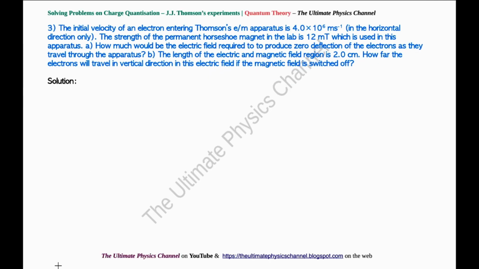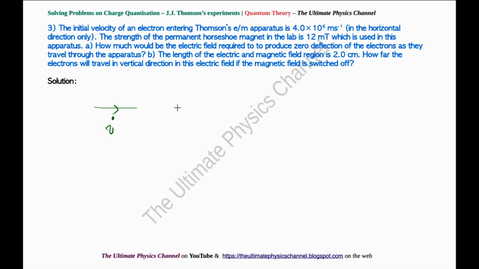Okay, the third problem. The initial velocity of an electron entering Thomson's e by m apparatus is 4 times 10 power 6 meters per second in the horizontal direction only. That is the initial velocity of the electron when it enters the apparatus, right?